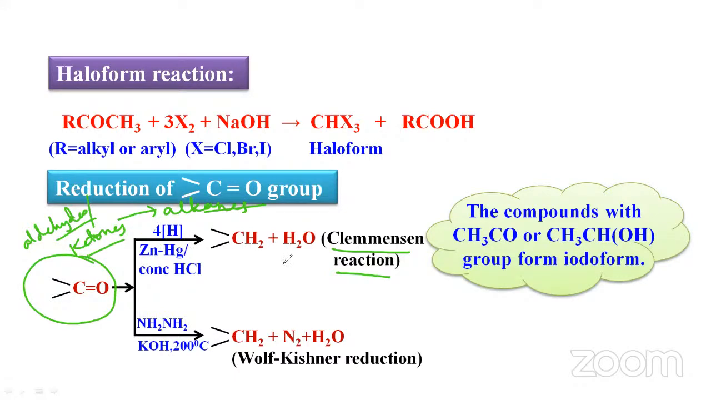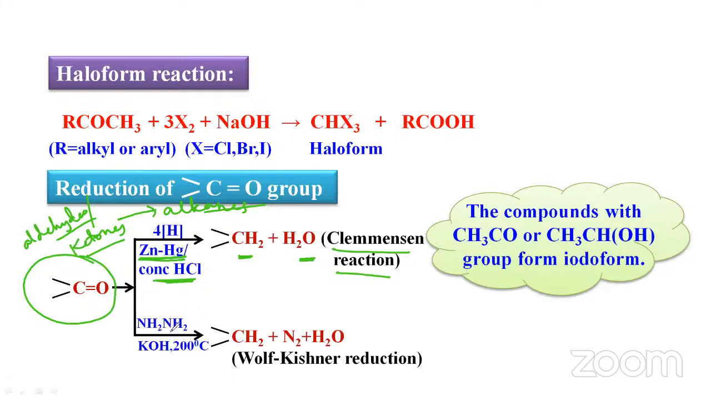So the first method is your Clemmensen reaction. You are going to treat it with zinc amalgam in the presence of concentrated HCl, giving you an alkane and a water molecule. So this is the first reaction.